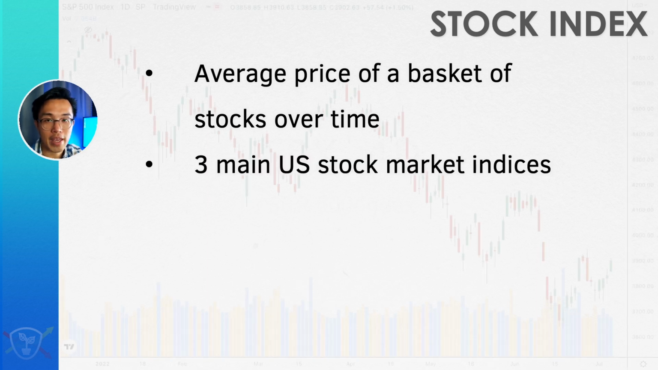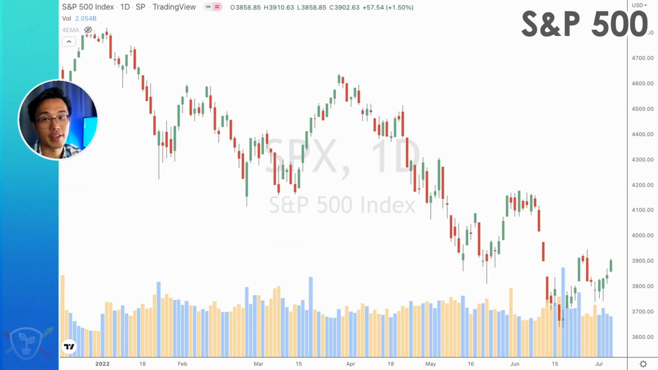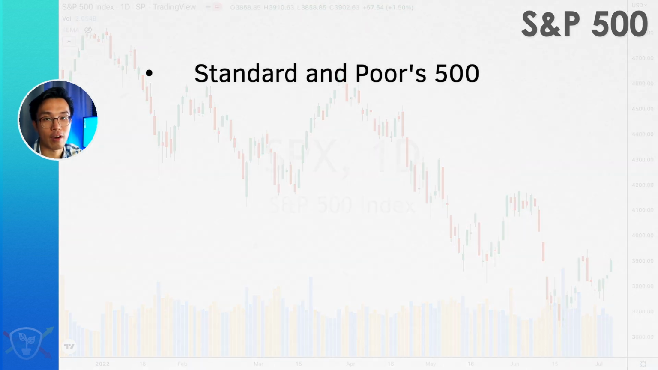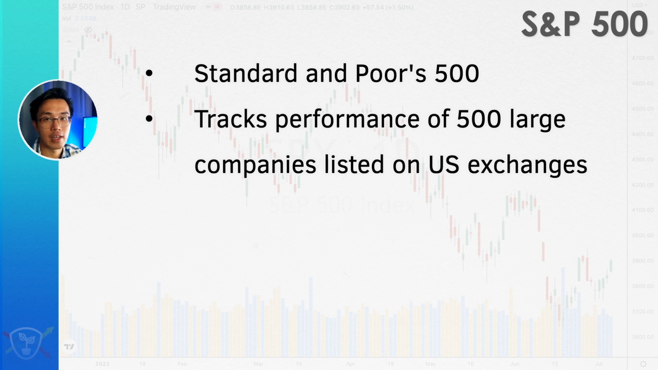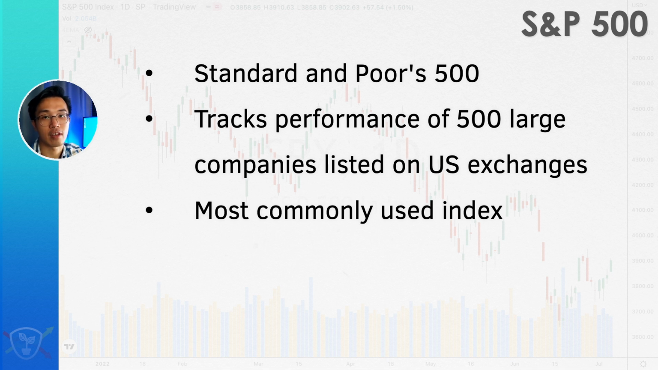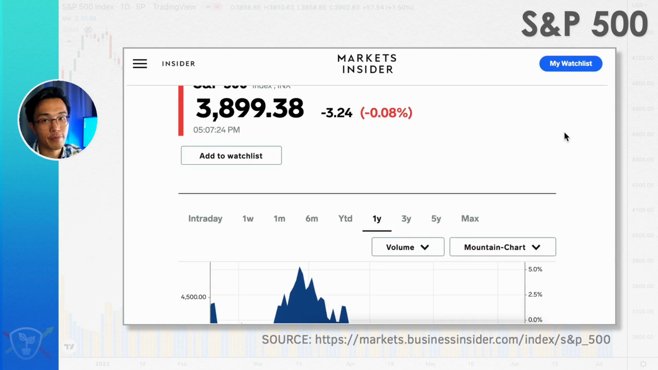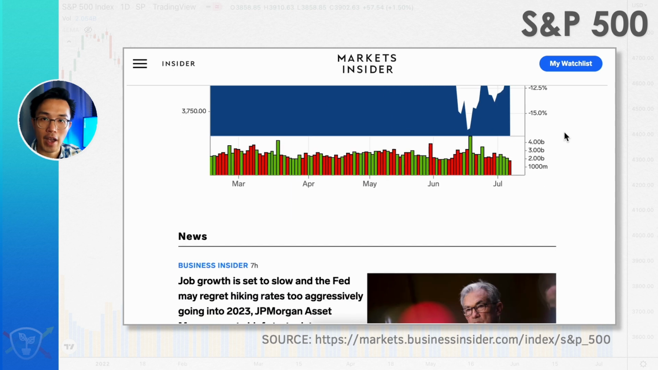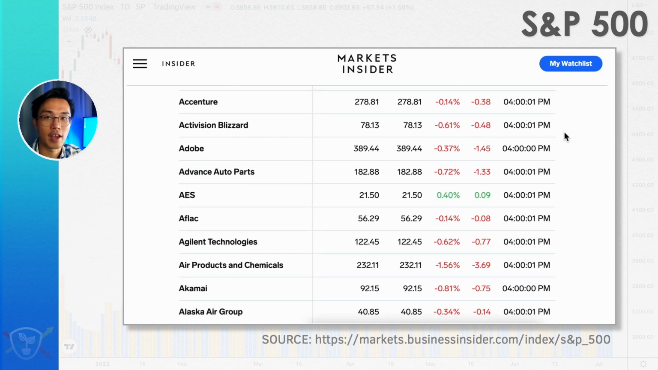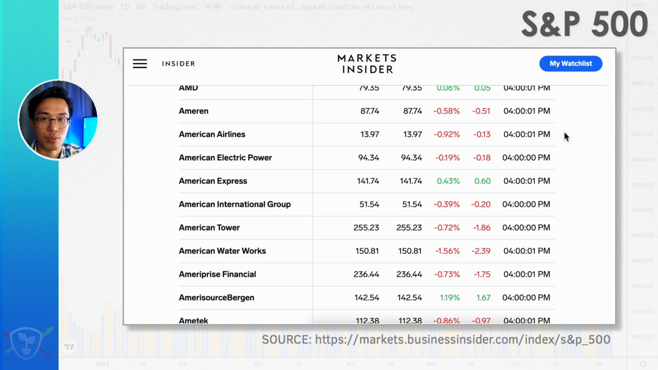So there are three major stock market indices that are the most commonly used. The first one is the S&P 500, and this is the Standard & Poor's compiled list of 500 of the biggest stocks listed in the US market. This index is the most commonly used index. Sometimes you might hear someone say, oh, the market is up, the market is down. There's a good chance that whoever is saying this is looking at the performance of the S&P 500 index. What are the 500 companies that are listed on the S&P 500 index? You can check it out at this website. I've included all the links in the description below.